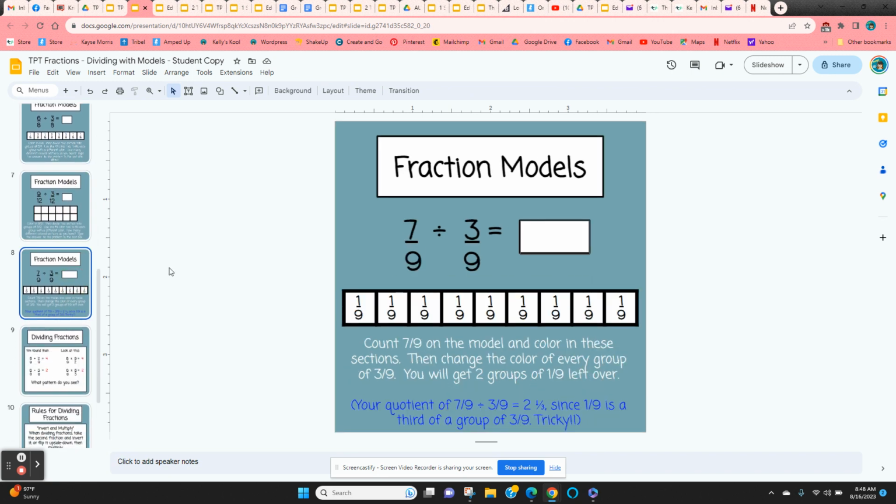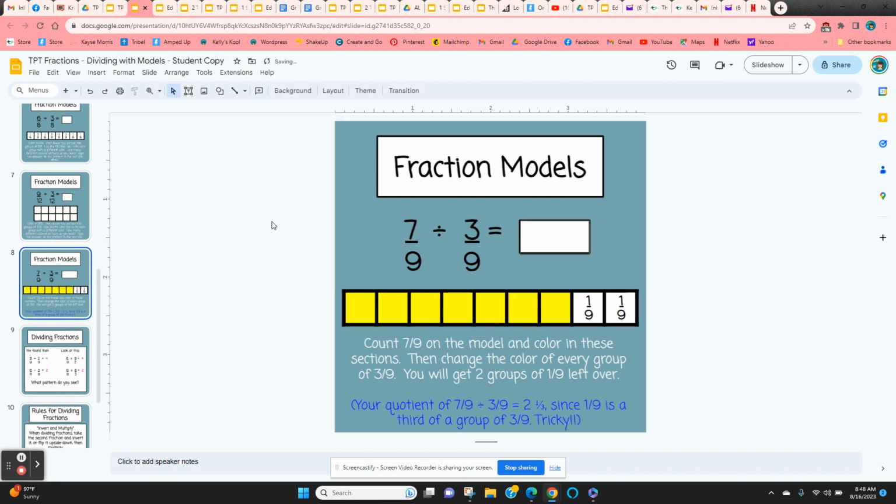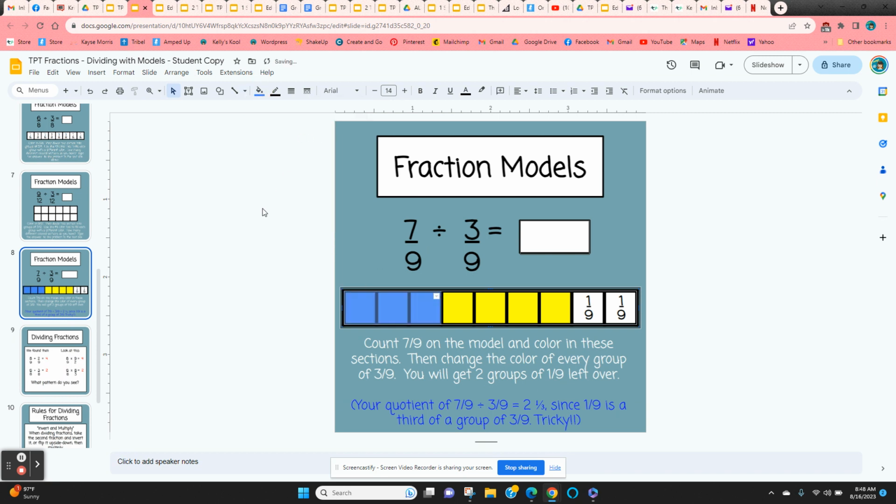And then when they get to the last one, this one's a little bit tricky. So we want to see what 7 ninths is. So they're going to highlight 7 ninths. And we want to put them in groups of 3 ninths. So here's 3. We're going to put a different color. It's one section of 3 ninths. There's another section of 3 ninths. And then we get a little bit left over.